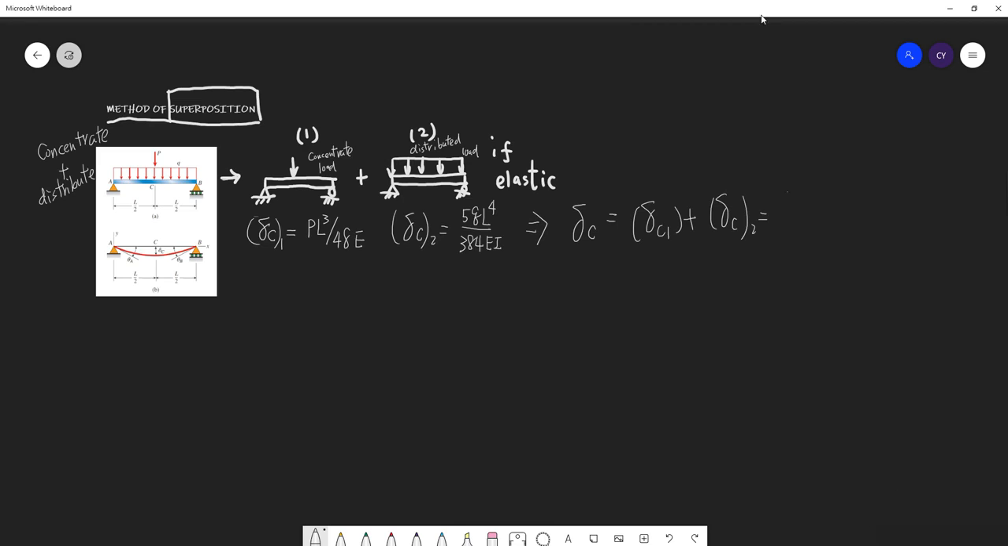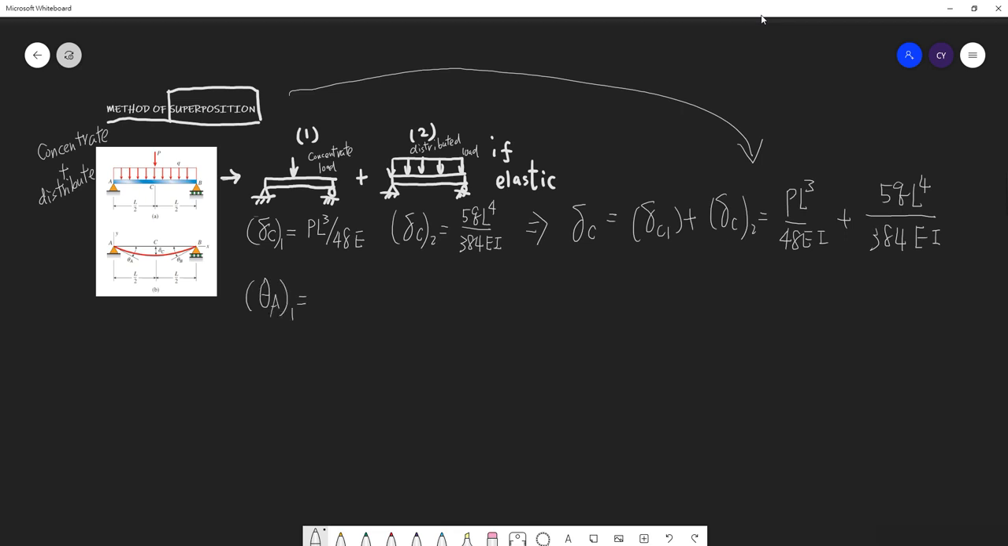It's PL^3 over 48EI, and then plus 5QL^4 over 384EI. So this is the method of superposition. It's adding together.